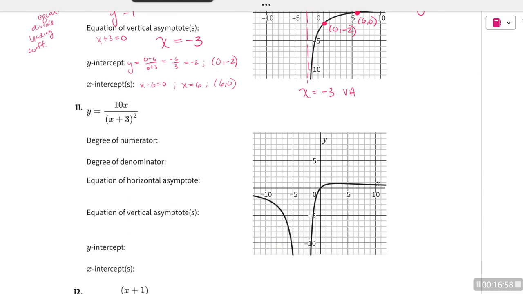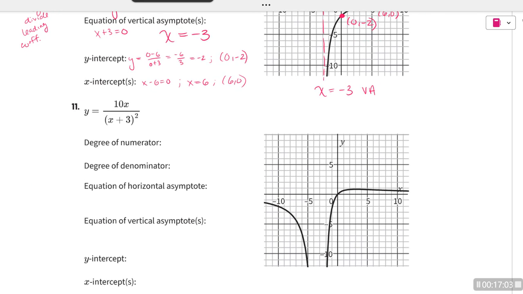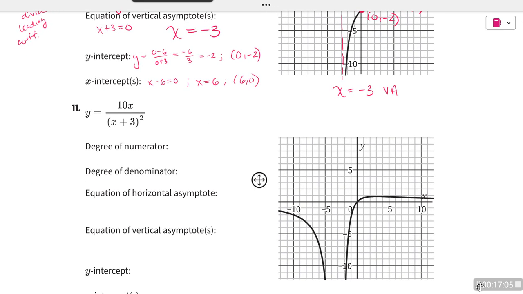So problem 11 gives us y equals 10x over x plus 3 squared. So the degree of the numerator is 1, and the degree of the denominator is 2. So this time, since the degree of the denominator is bigger, our horizontal asymptote automatically falls at y equals 0. So anytime the degree of the denominator is bigger, our horizontal asymptote is at y equals 0.